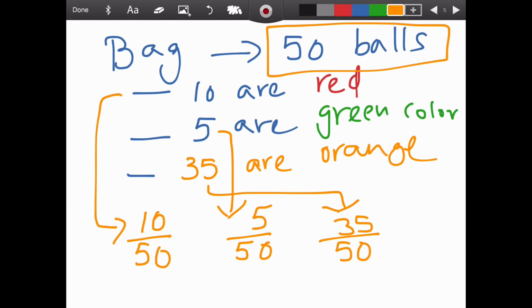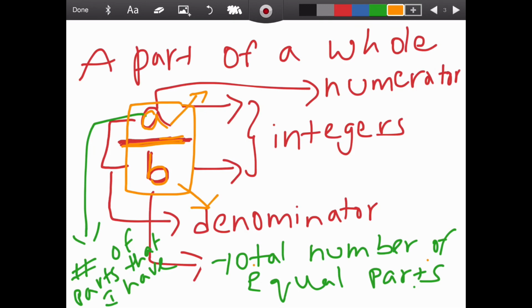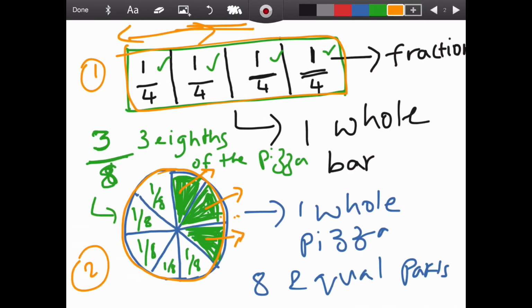These are not equally divided. They are just a set of individual objects, out of which part of it is of one category, a part of it is of another category, another part of it is of a third category. So even in this case, I can write it as a fraction, or when a whole thing is divided into equal parts, I can still write it as a fraction, like you can see in this example.